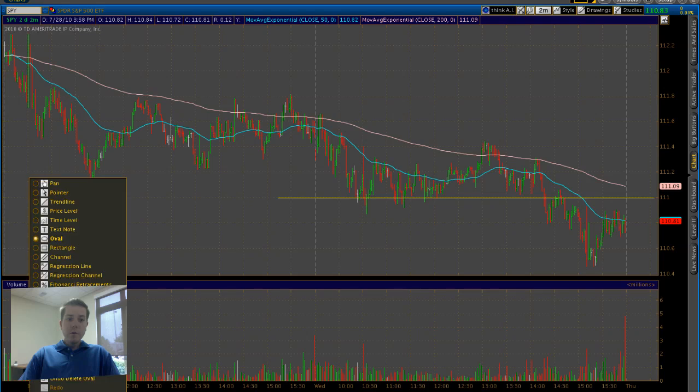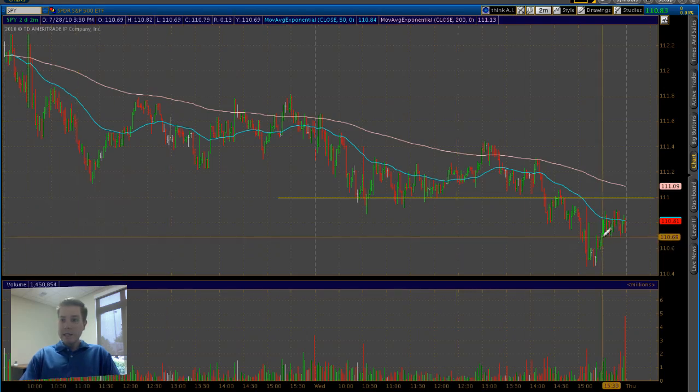So that short was a short at 110.95 limit, and it was right around this level right here. So we got the fill, and we got continuation to the downside. I had the target on the trade at 110.50, which just so happened to be right at the low of the day in SPY. The target was hit on the trade.